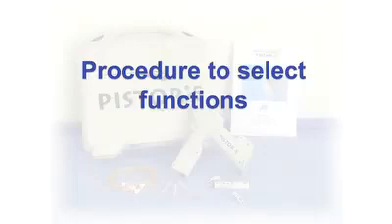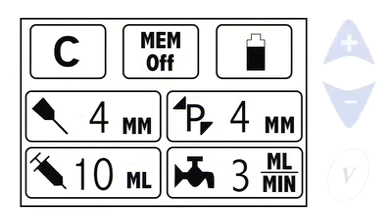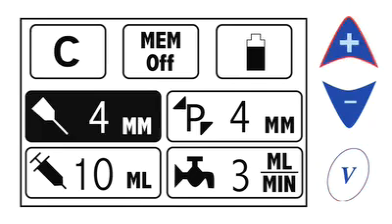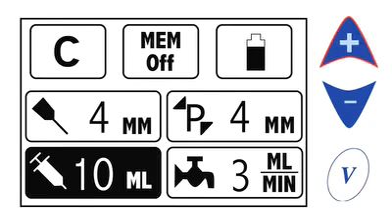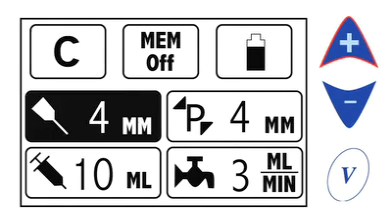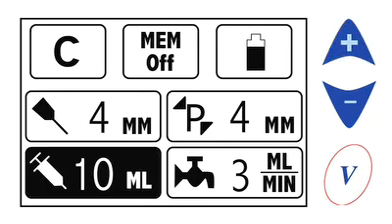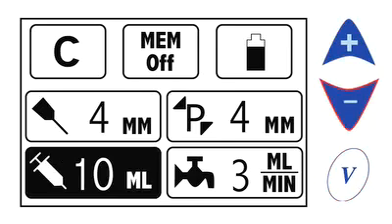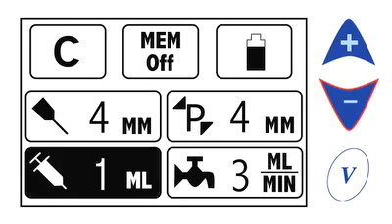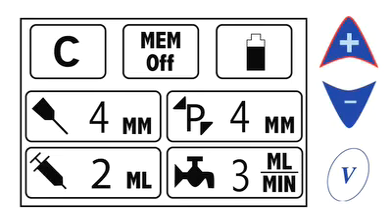Procedure to select functions. You must now program your injector with regard to the injection type you wish to realize. To select the injection mode, press on plus touch. Injection mode is then selected in black. Valid V-touch to enter in the menu. To modify parameters, use plus and minus touches. Once the parameter is selected, press on V-touch to valid. Proceed the same for all parameters, for instance, to modify the syringe type.